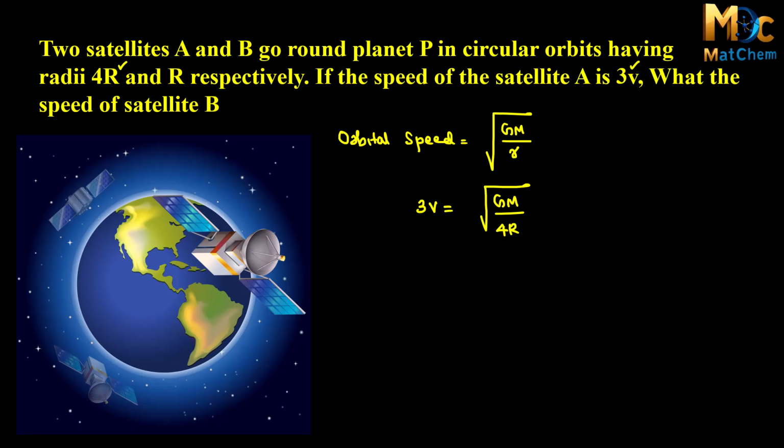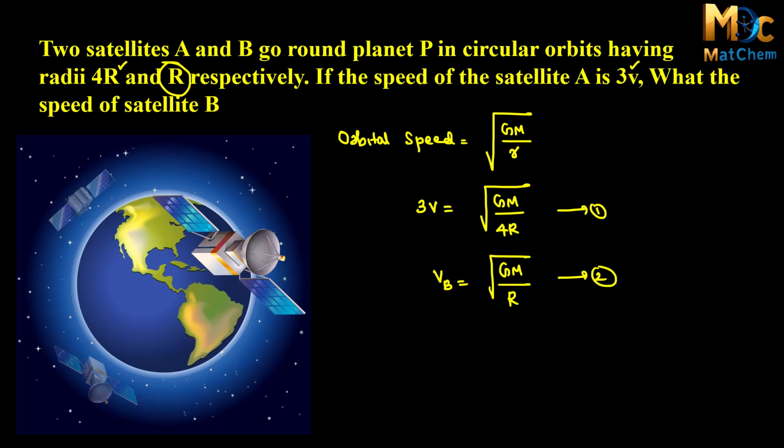Similarly, what is the velocity of satellite B? We don't know, so we can write vB is equal to the square root of GM divided by its radius, the radius of the second satellite, that is capital R. We can take these as equation number 1 and equation number 2.